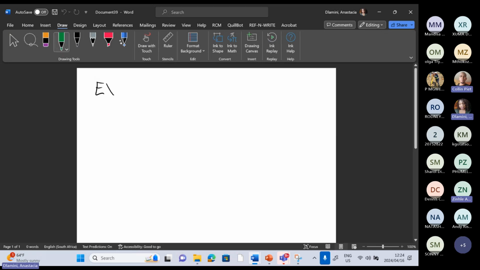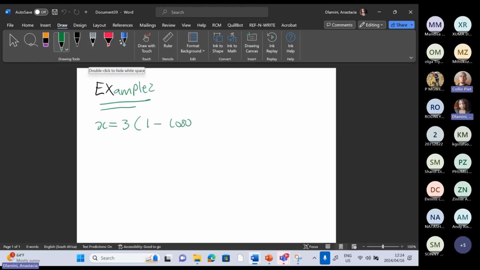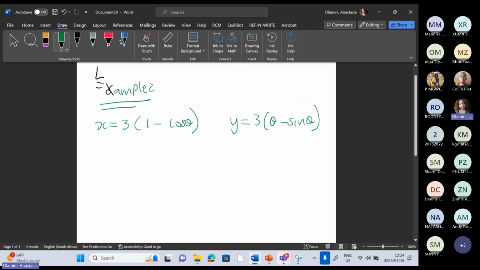So let's do example 2, a quick example. Example 2 is on page 78. They say x is equal to 3 times 1 minus cos of theta, and y is equal to 3 theta minus sine of theta. And they ask you to find dy over dx and d squared y over dx squared.